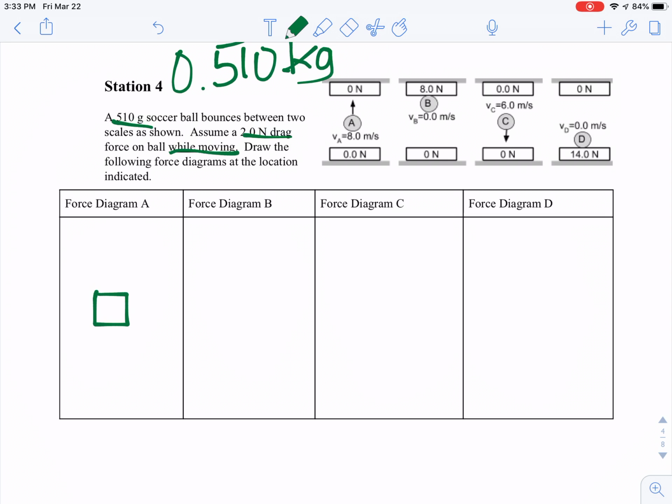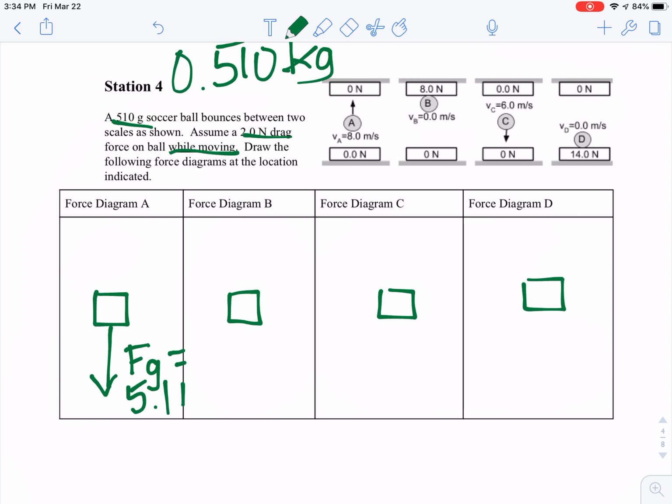So here we go. We're going to do FG equals, what does it equal? 5.1. Because we do mass times 10, here's the mass, multiply by 10, move that over 1, done. All right, in part A, it's moving up, so that means drag will be moving down. So we do a little FD equals 2.0 newtons.